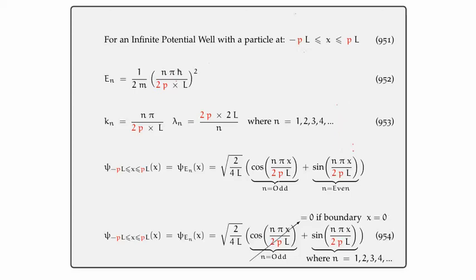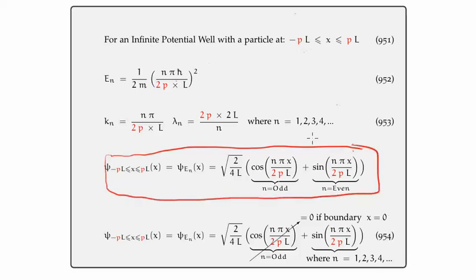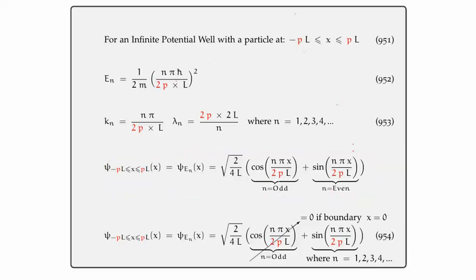But we're really interested in the wave function. So the wave function for such an infinite potential well is given by this expression here. And notice, it looks mathematically different to what we had a moment ago, in that we have both cosine and sine solutions. We have a linear combination of the cosine and sine solutions.